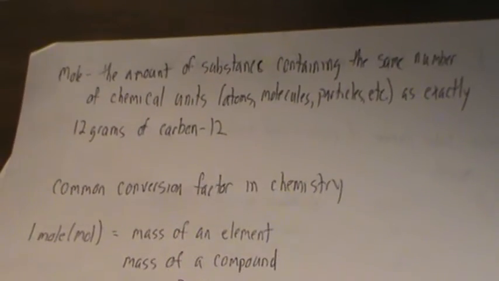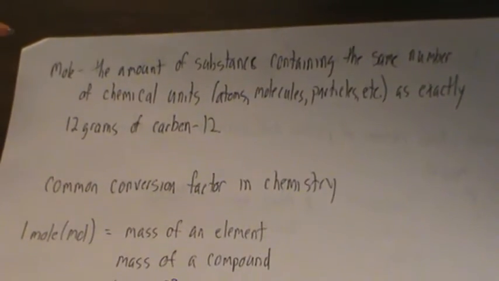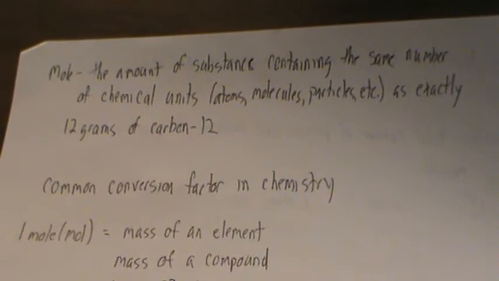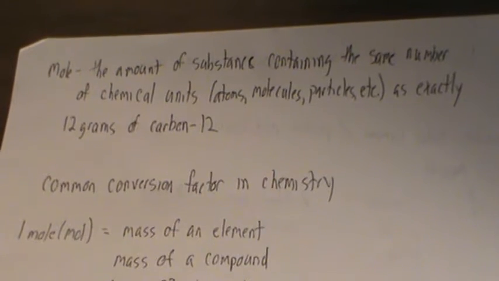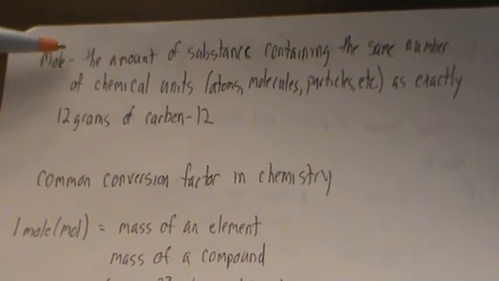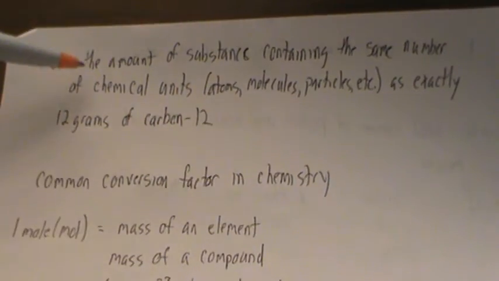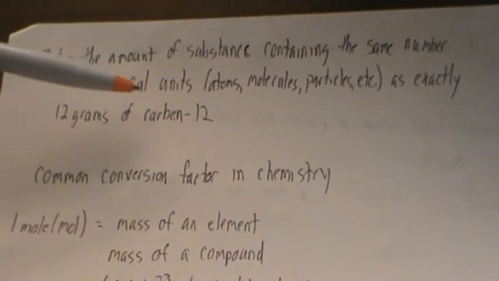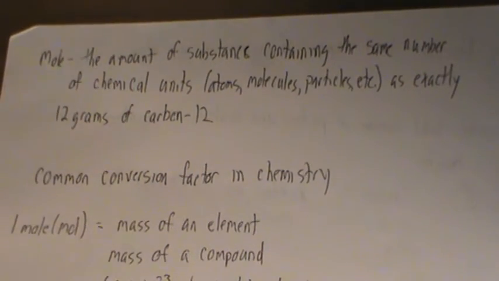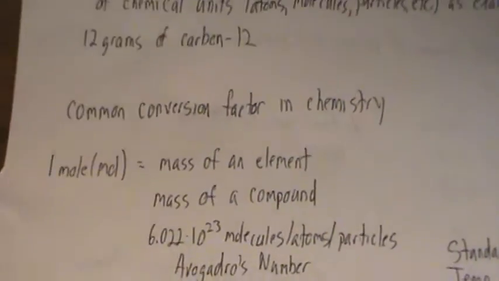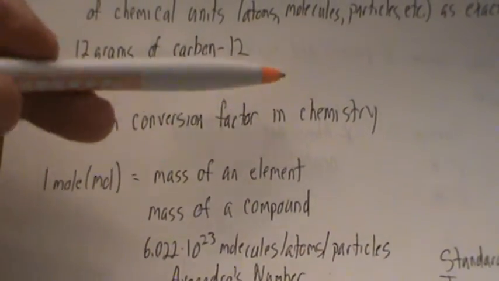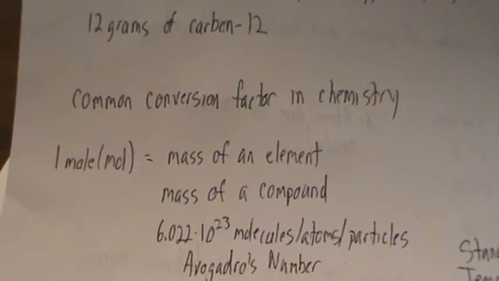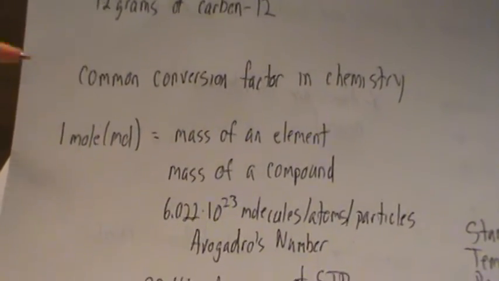Now, we are going to do some dimensional analysis with this chapter, and a lot of students think that this kind of dimensional analysis is a whole lot easier because every conversion factor is going to have the same thing. It's going to have this thing called a mole. The mole is the amount of substance containing the same number of chemical units, atoms, molecules, particles, etc., as exactly 12 grams of carbon-12. That's pretty wordy. Another way to say it is that the mole is the common conversion factor in chemistry, because it's equal to a lot of different things.